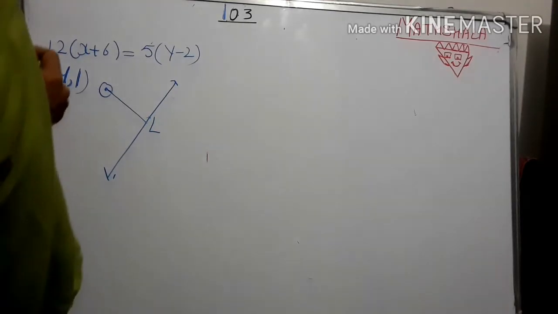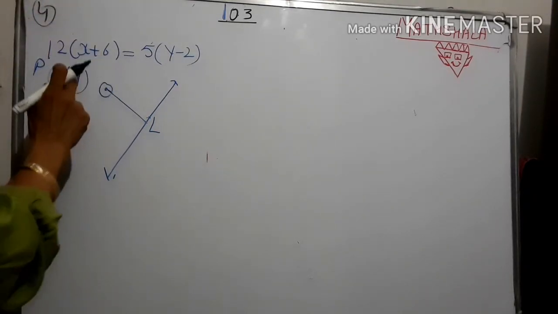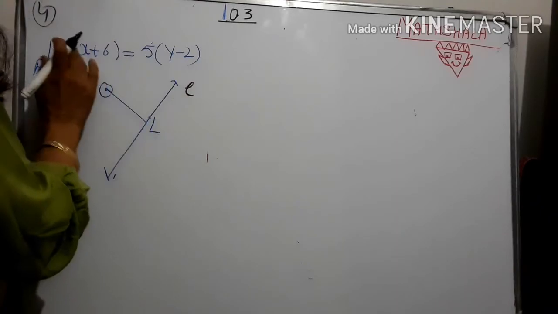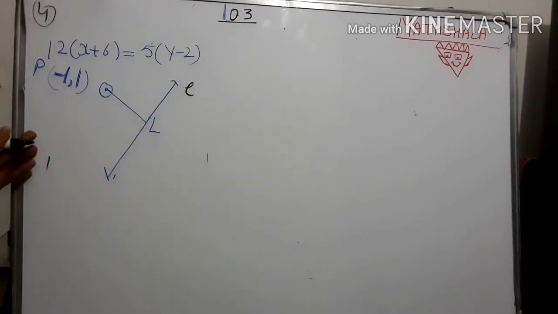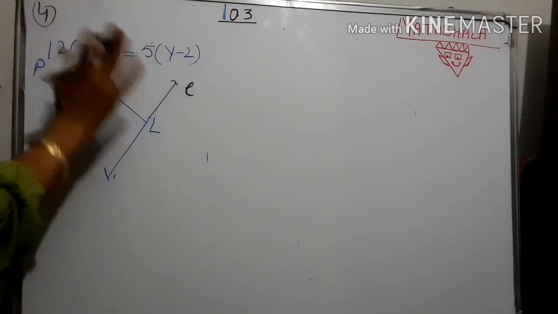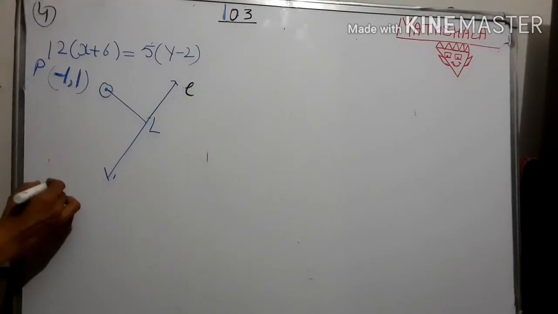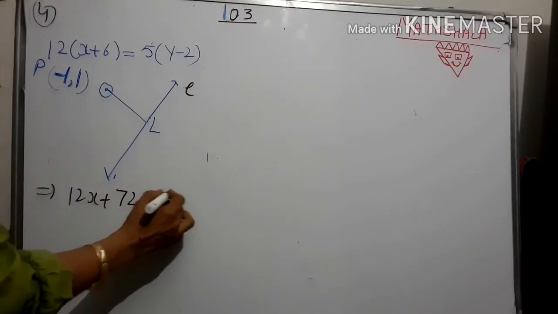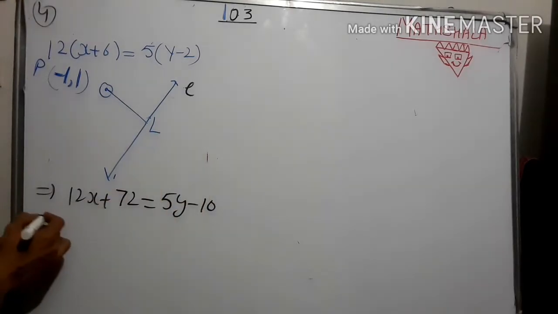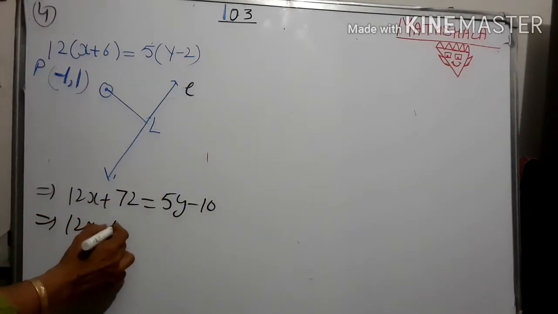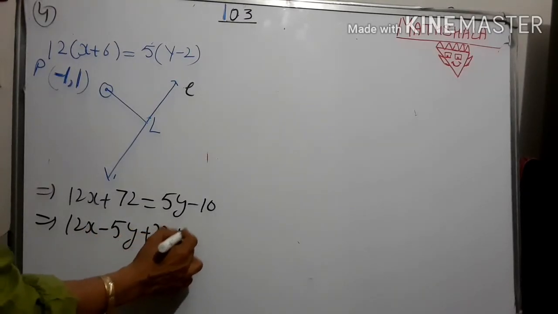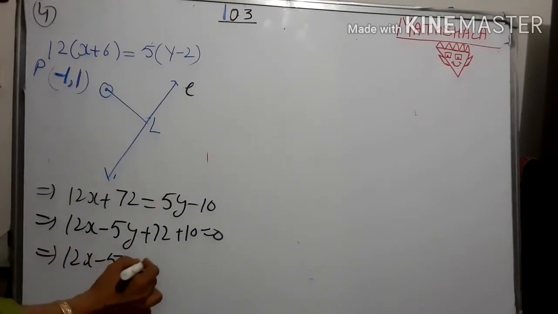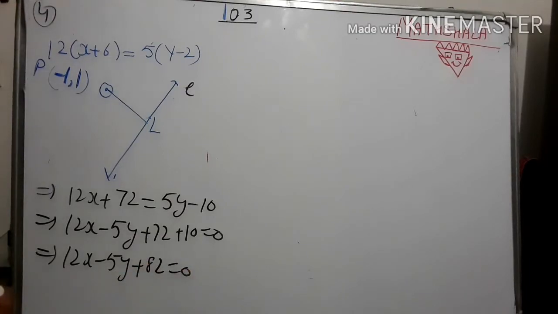Okay students, let's solve question number 4 of exercise 10.3. Find the distance between point P and this line L, and the equation is given in this form. So first of all, convert this equation into the general form. On converting, what are we getting? It is 12x plus 72 equals 5y minus 10. So bring all the terms on this side. It is 12x minus 5y plus 72 plus 10 equal to 0. And now what we are getting is 12x minus 5y plus 82 equal to 0.